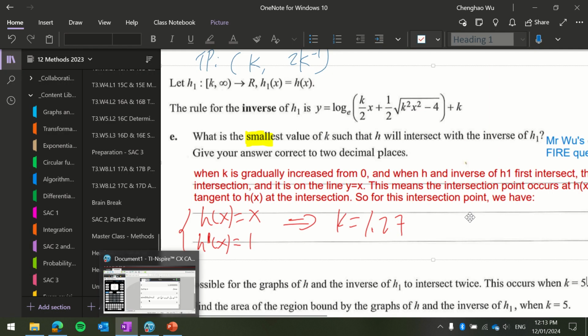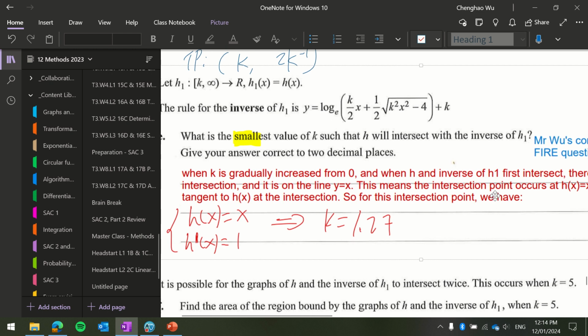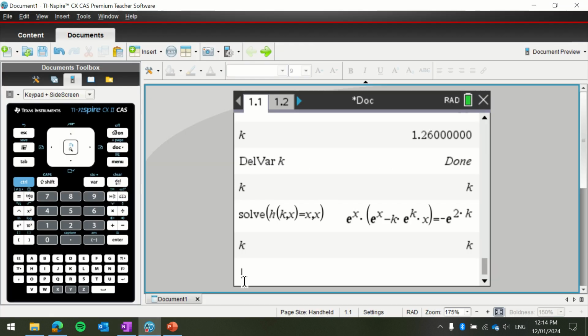So you can see this gives me nothing. Simply knowing that the point occurs at the intersection between y equals h and y equals x doesn't give much. You need an additional criterion, which is that the derivative of h at that intersection point is 1, because the tangent at that point is y equals x, which has gradient 1. So let's try that.